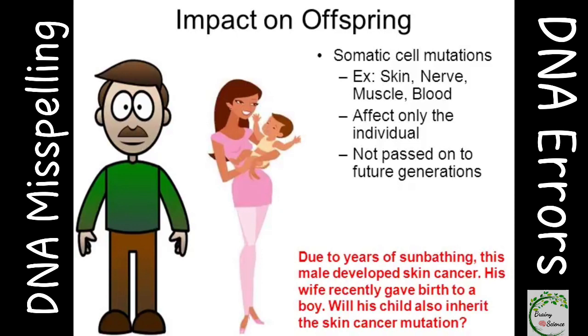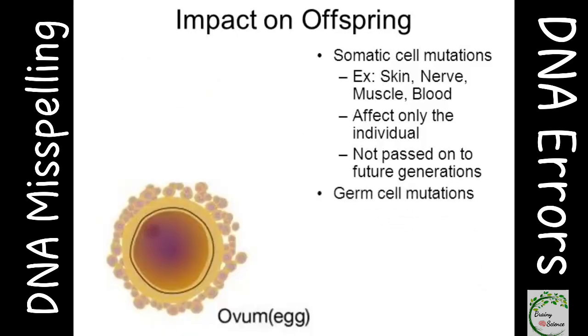So in order for a mutation to be passed on from parent to child, that mutation has to be in the sperm or the egg. So if we look at what germ cells are again, and germ cells aren't what you think they are. When we hear the word germ, we think of gross viruses and bacteria and we've got to wash our hands. But that's not what germ cells are.